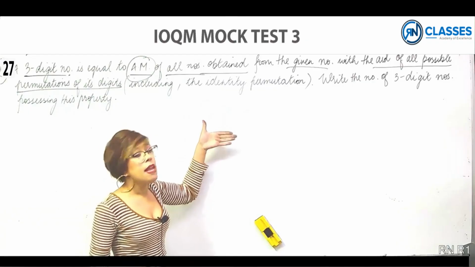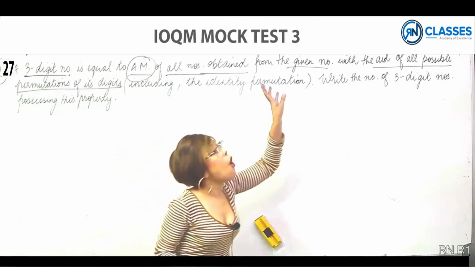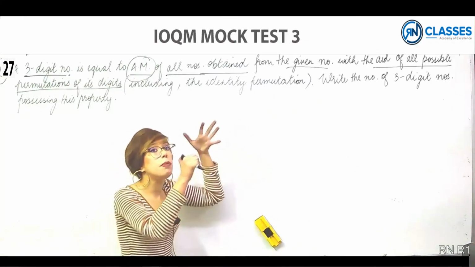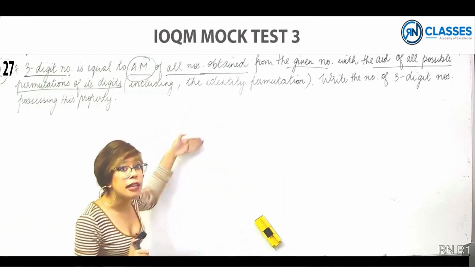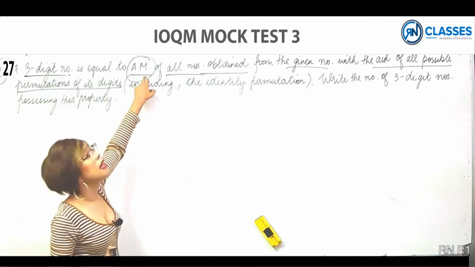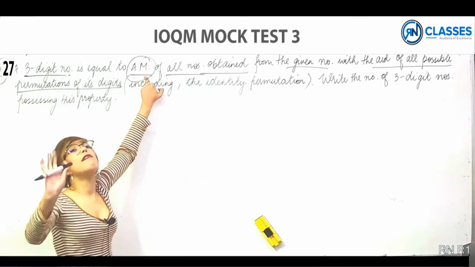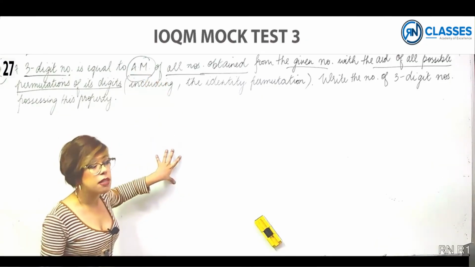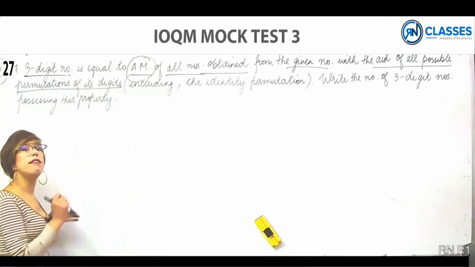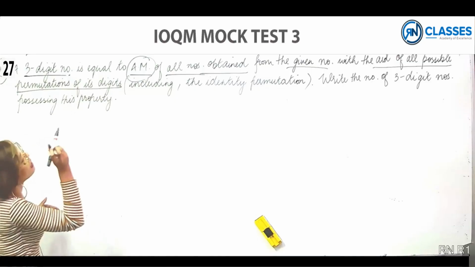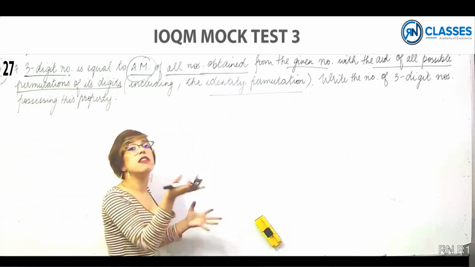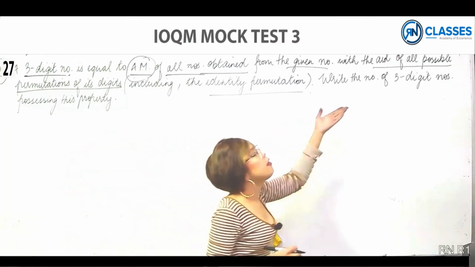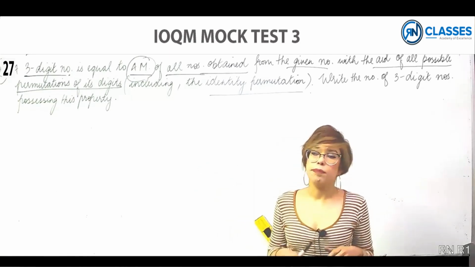So any given number is there, and I need to obtain all the numbers with the aid of all possible permutations of the digits, right? So obviously 3 digits would be there and all the possible permutations. I will add them up and divide by 6, because that will give me the arithmetic mean, and that should be equal to the number itself. And he says this includes the identity permutation, that means the number itself also I need to take in the permutation. He says write the number of 3-digit numbers possessing this property.